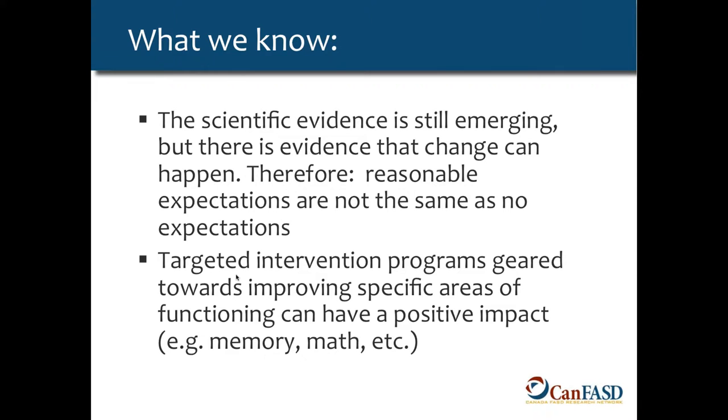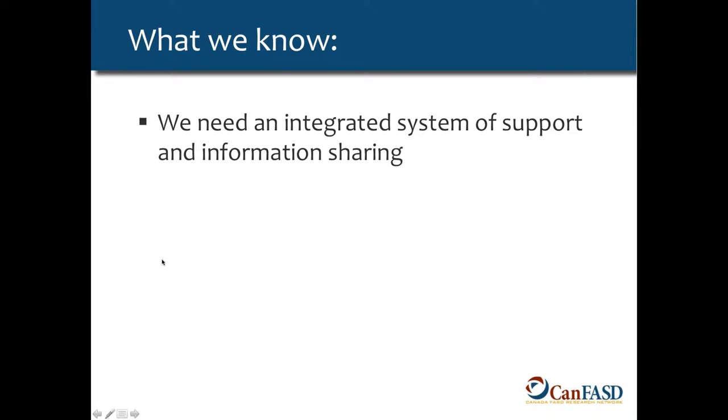In conclusion, what we know is that the scientific evidence is still emerging, but there is evidence that change can happen. We are seeing success in those targeted interventions. Individuals with an FASD can make change and can grow. So reasonable expectations are not the same as no expectations. We can see change.